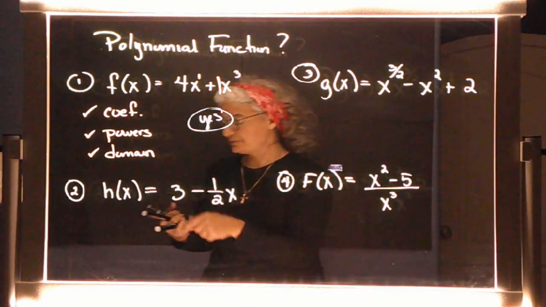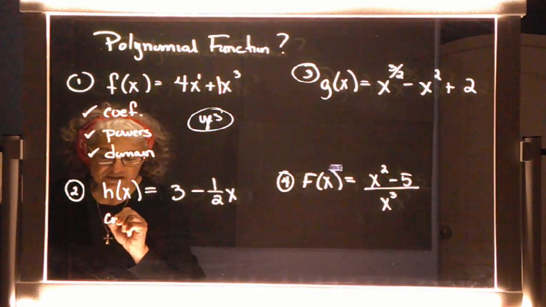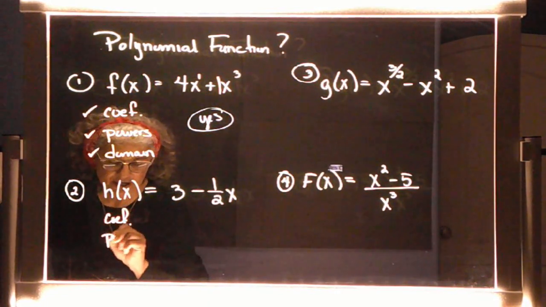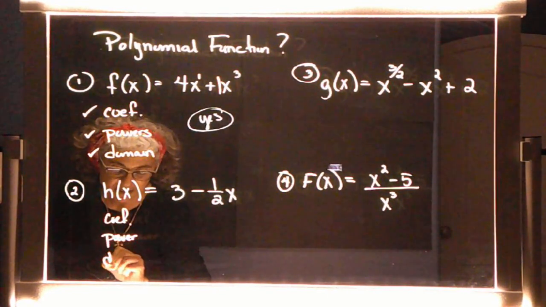Okay, let's look at number 2. Same thing. We have to check for coefficients. We have to check the powers. And we have to check the domain.